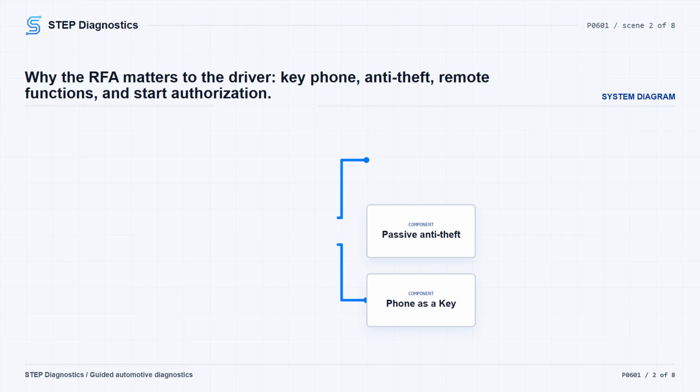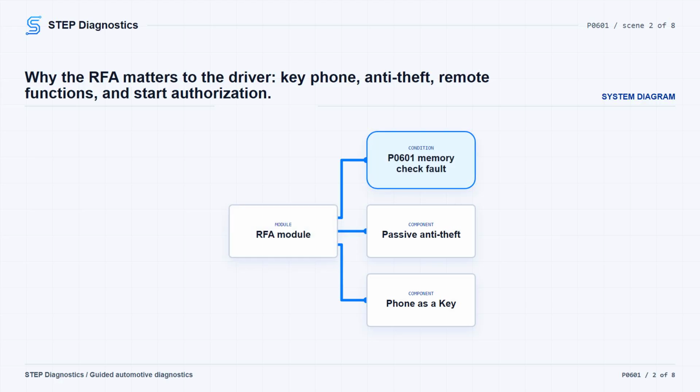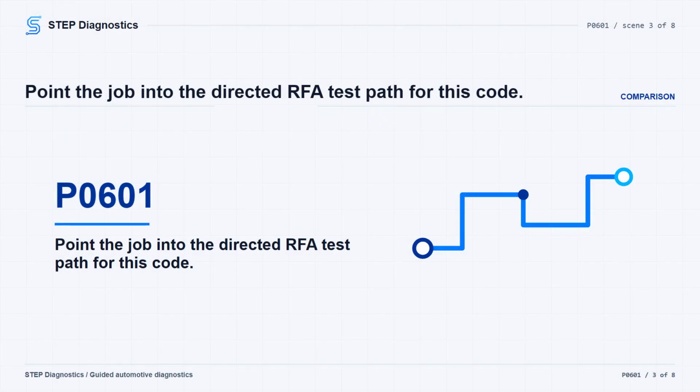At a high level, the possible fault area is the RFA module itself, along with any applicable forward service action that specifically addresses the concern. Treat this as a module-level diagnosis, not a normal sensor circuit fault. For RFA P0601 41, the directed diagnostic path is pinpoint test H.